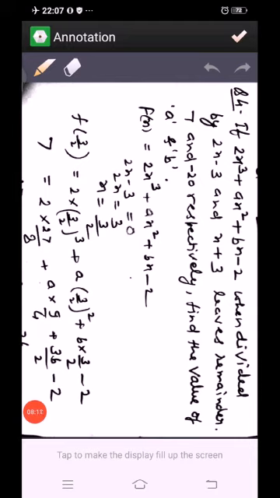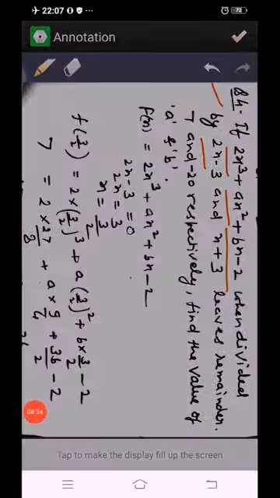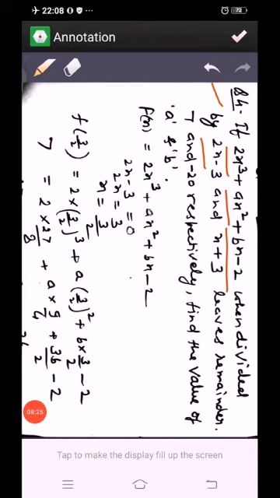Let us take one more question, that is question number 4. If 2x cube plus ax square plus bx minus 2, when divided by 2x minus 3 and x plus 3, leaves remainder 7 and minus 20. When dividing by 2x minus 3, the remainder will be 7, and if we divide it by x plus 3, then the remainder will be minus 20. Find the value of a and b.